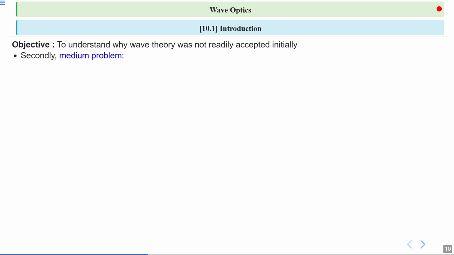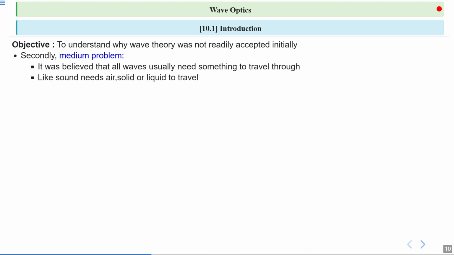So the first reason is what we call the medium problem. People at the time believed that all waves needed a medium to travel through. This was a significant hurdle for accepting wave theory. To elaborate, it was commonly understood that waves require a medium. At that time, electromagnetic waves were not discovered. So people believed that waves require a medium. For example, sound waves need air, solids, or liquids to propagate. This was a well-established concept.